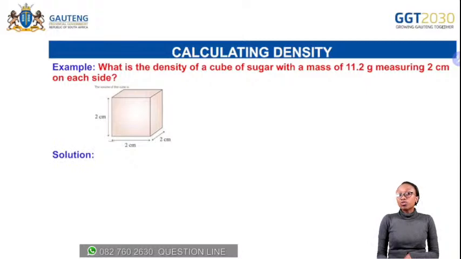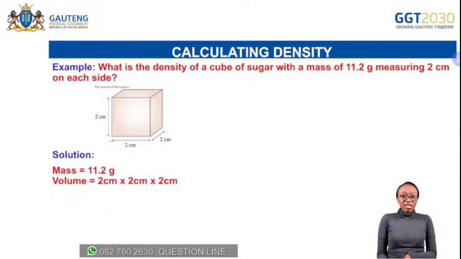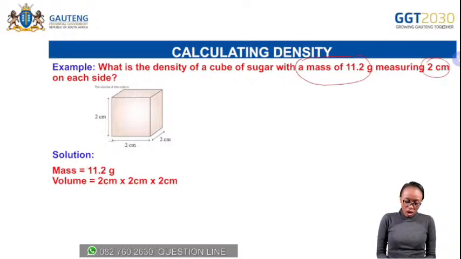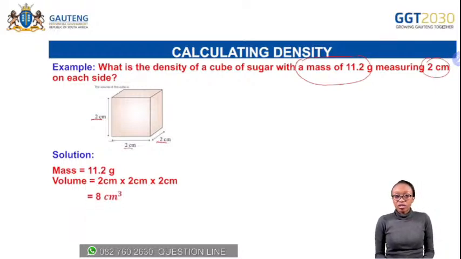Now, how do we write the solution? How do we do this calculation? So the mass is 11.2 grams. That is the information we've been given. We've been given mass, and we've been given a hint of how to calculate our volume. So our volume, we multiply 2 by 2 by 2, which will give us 8 cubic centimeters. So now we have our mass and our volume.